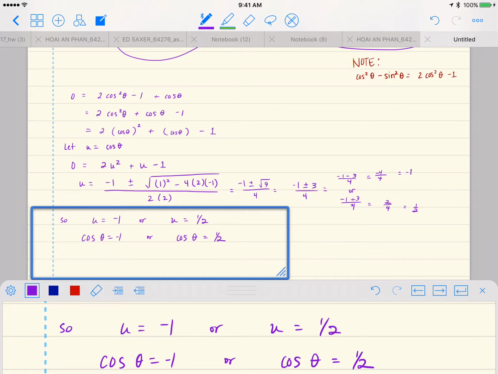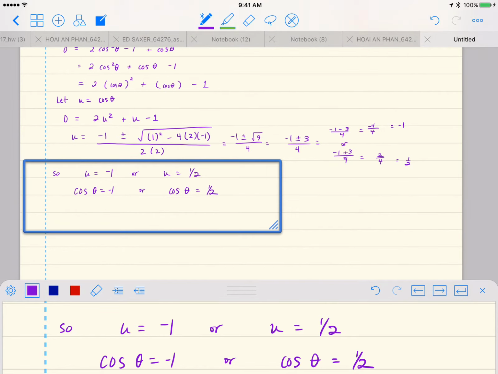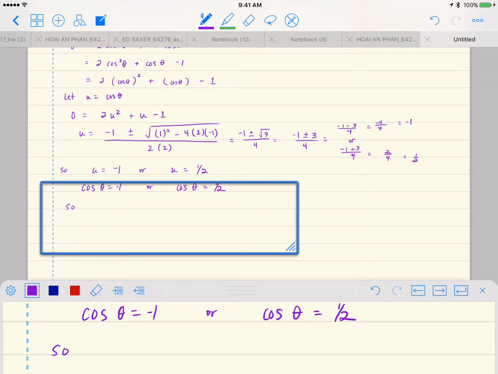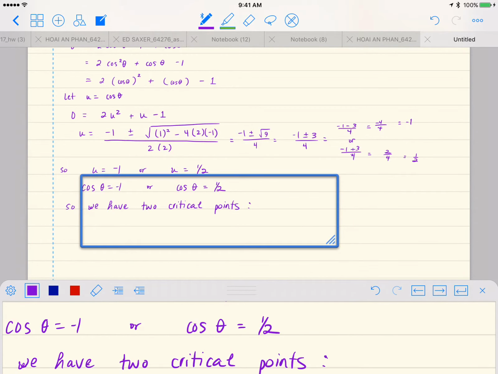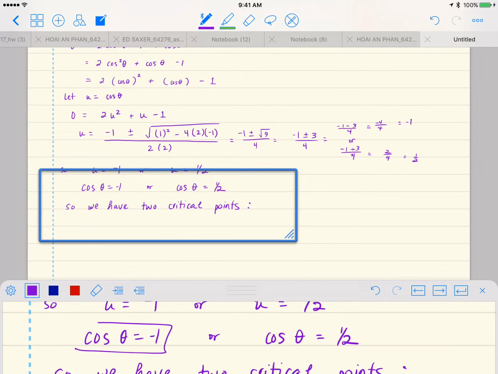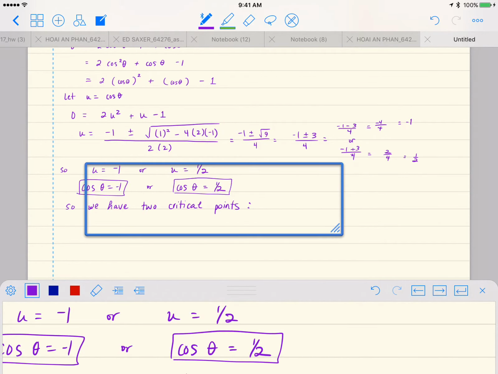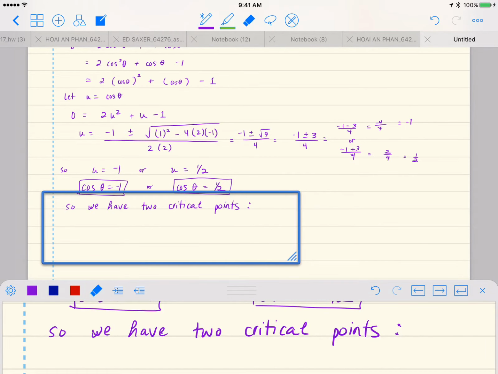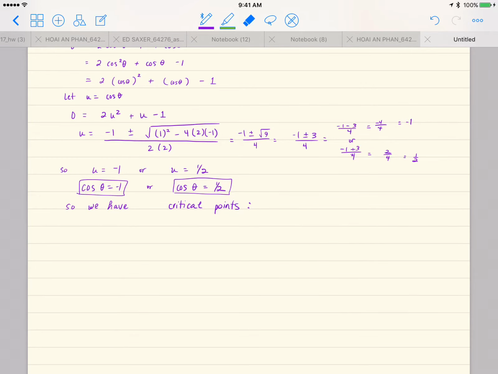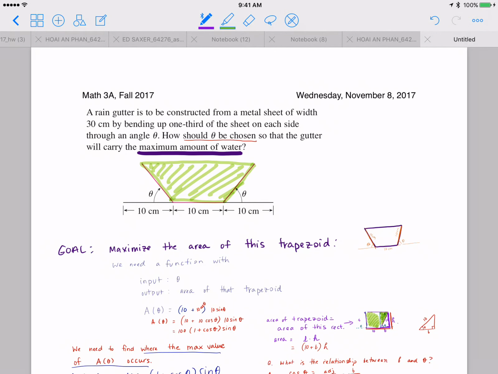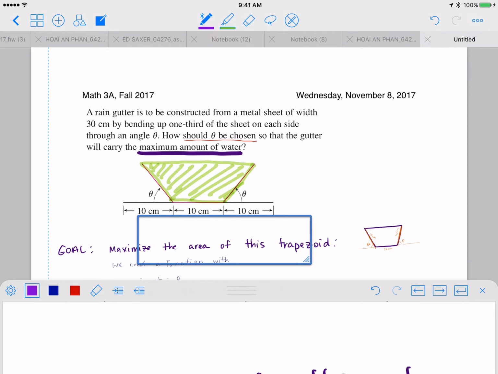Now, in order for us to make sense of this, it looks like we've got 2 critical points. That's what we might think, right? We'd think whatever is the theta that gives cosine of theta equal to negative 1, and whatever is the theta that gives cosine of theta equal to 1 half. But wait a minute. We actually don't have 2 critical points, because we need to go back and look at the domain of our function, right? Because remember, in order for a point to be a critical point of your function, that point has to be in the domain of the original function.